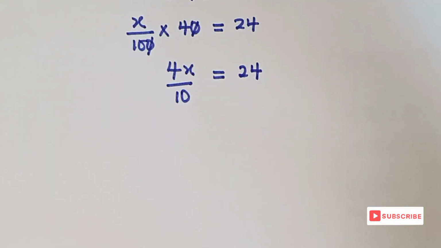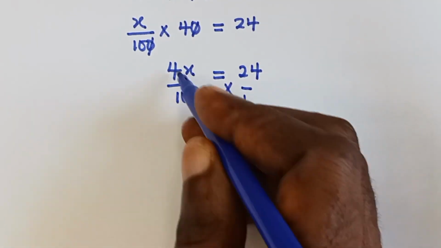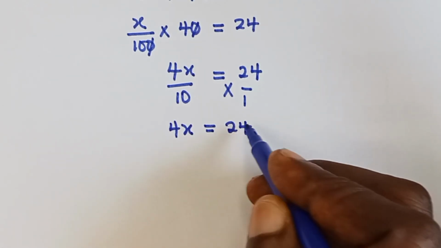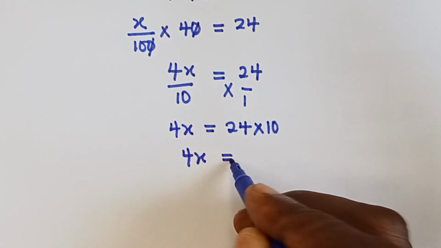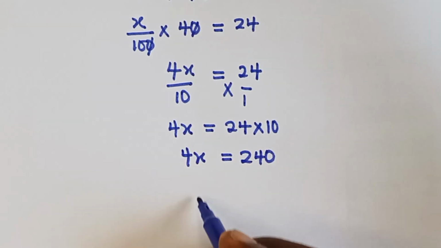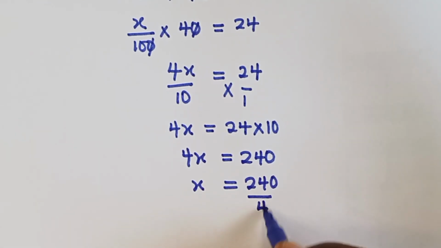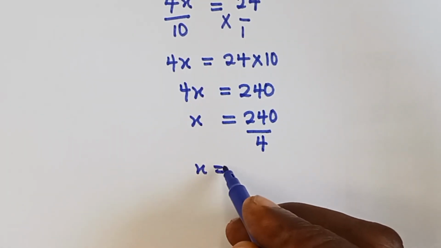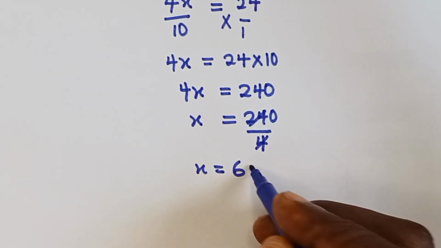All right, from here I can cross multiply. So I have 4X equals to 24 times 10, which will give us 240. Then divide both sides by 4. So I have 240 divided by 4, and that gives me 60. All right, 4 here is 6, then 0.